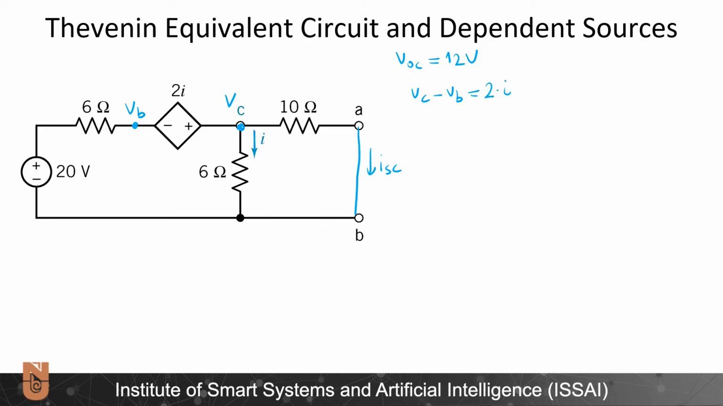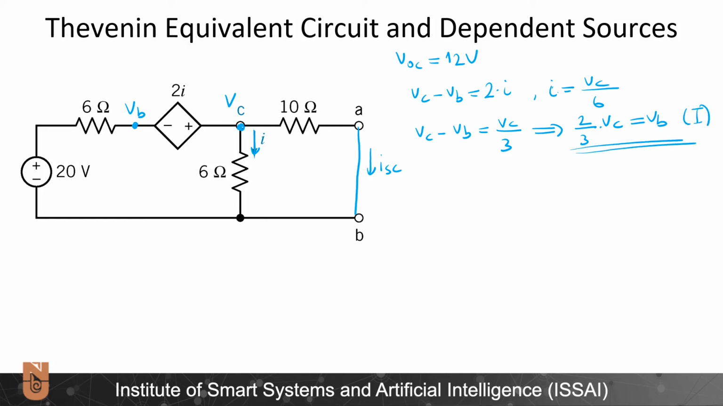And I see that I is equal to VC over 6. So accordingly, VC minus VB is equal to VC over 3. And from here, I get 2 over 3 VC is equal to VB. Okay, this is one of the equations I found, so I will use it somewhere in the future.